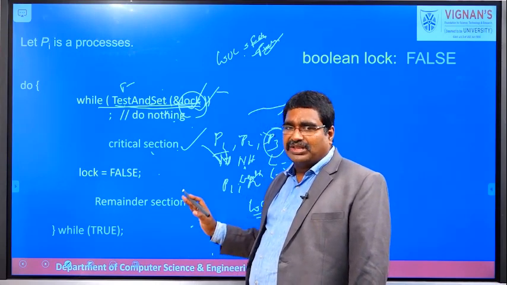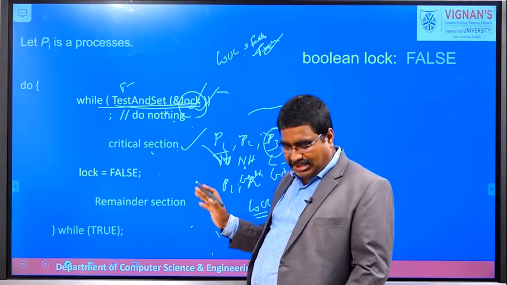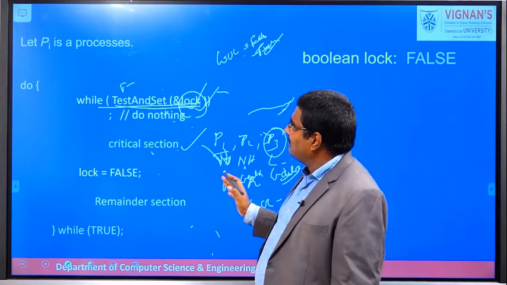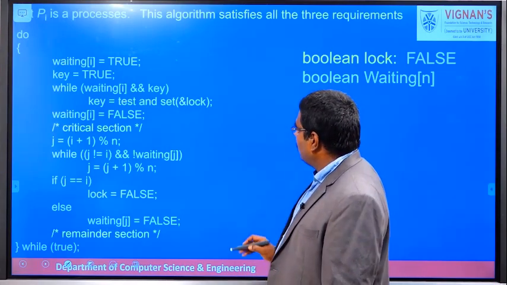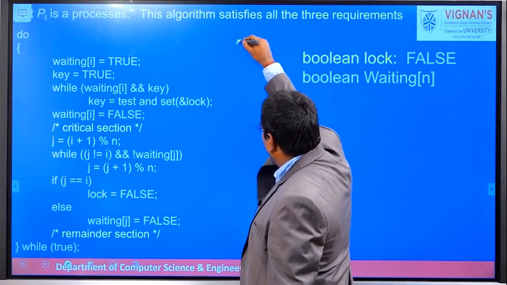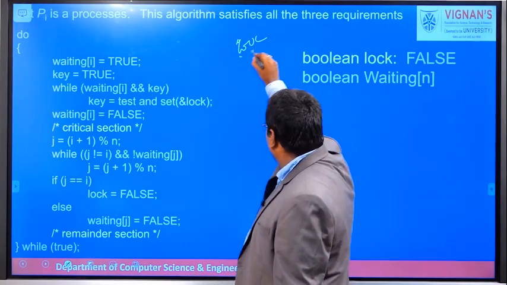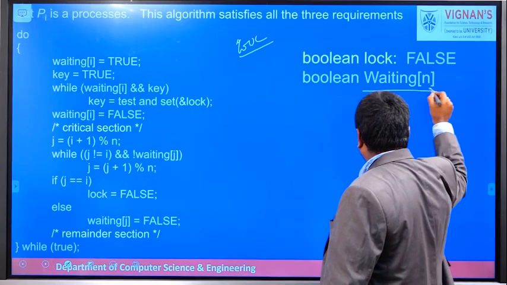Now we need to modify the algorithm to satisfy the bounded waiting condition also. For that reason, the modified algorithm is as follows. In the modified algorithm, we already know that lock is a global Boolean variable and its initial value is false. In addition to the lock, we are also using one more array, waiting.